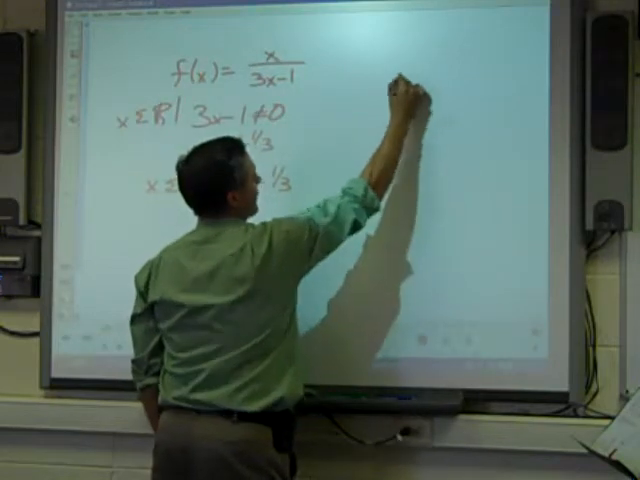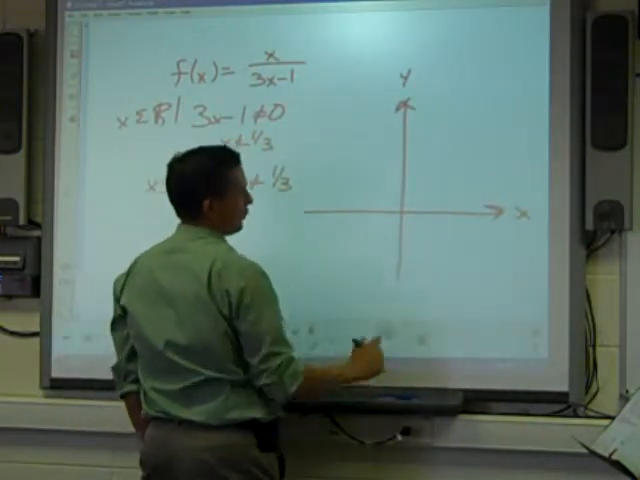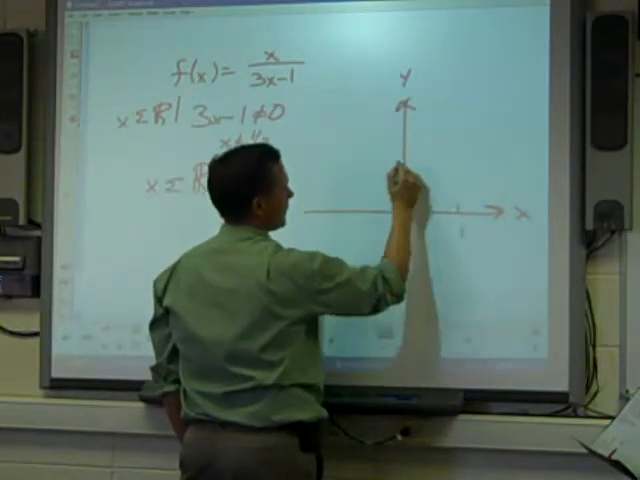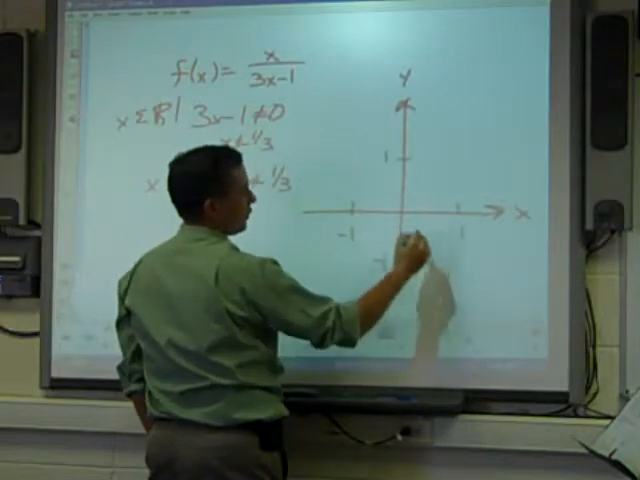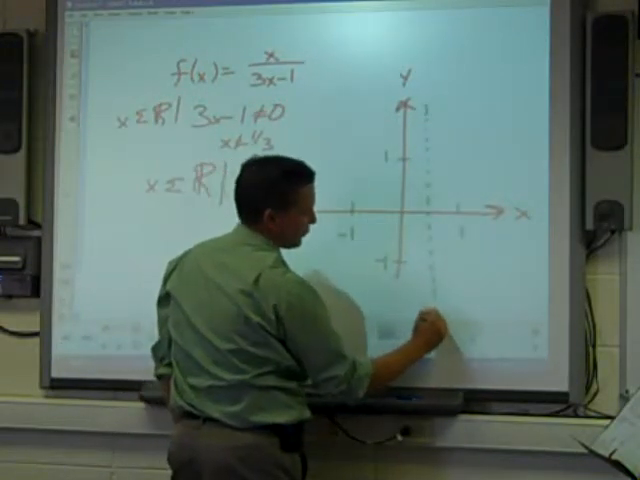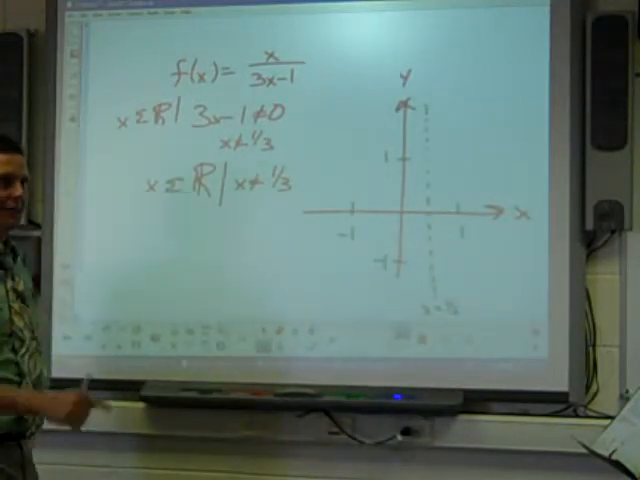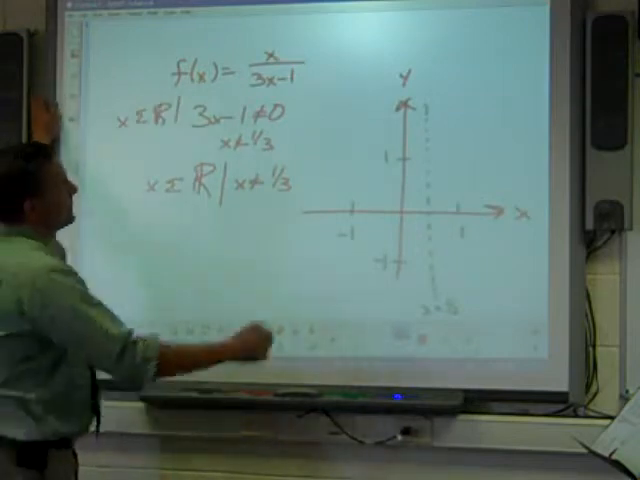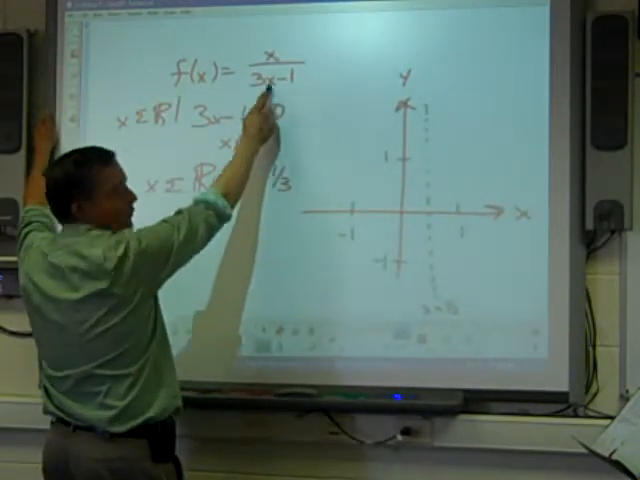So if we think about a graph, and I'll blow up the scale. There's 1, 1, negative 1, negative 1. 1/3 is my asymptote. It cannot equal 1/3. Now we have to spend some time plotting some points. We think to ourselves, what happens as we get really close to 1/3 here?